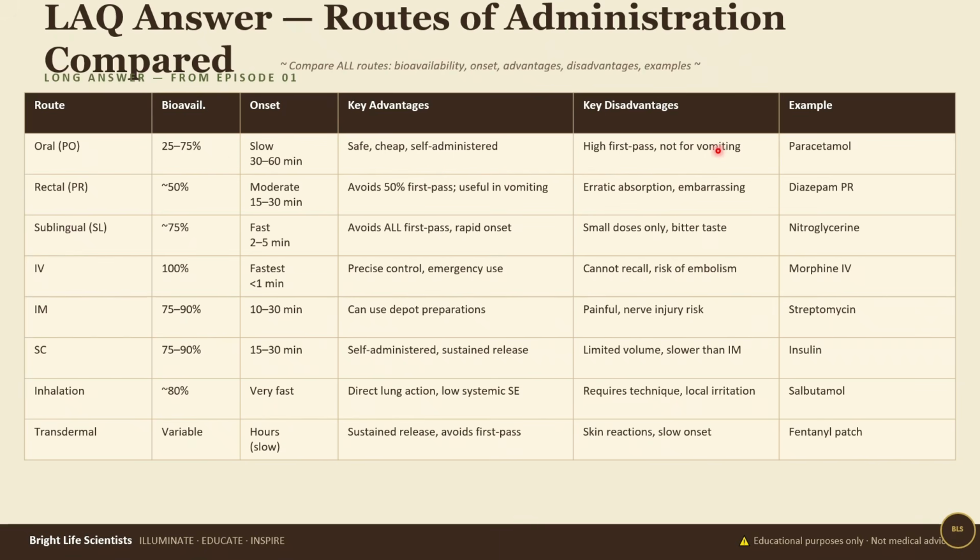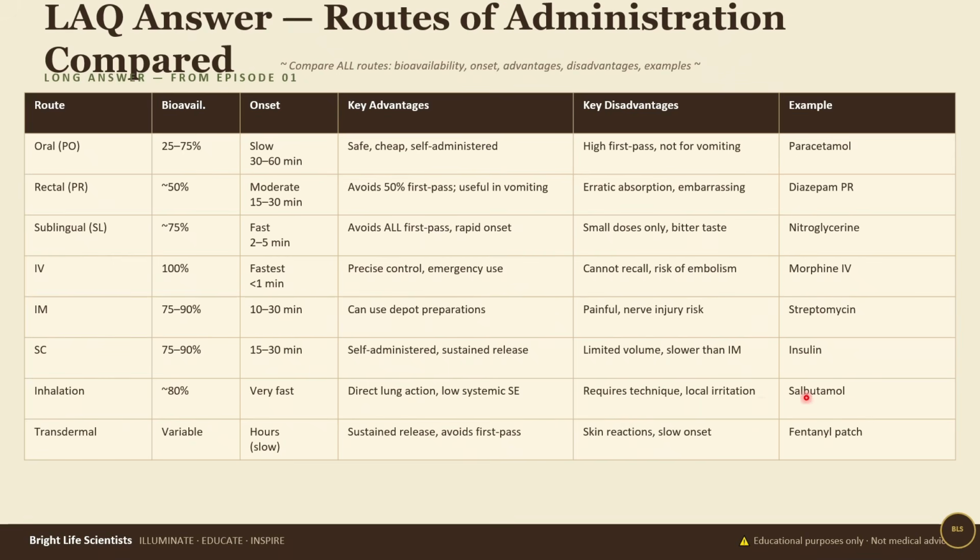Then rectal avoids about 50% of first-pass metabolism. It has moderate onset, but absorption is erratic. Transdermal offers sustained release and avoids first-pass metabolism, but onset is measured in hours, not minutes. Think of fentanyl patch for chronic pain. Then inhalation gives fast onset and direct lung action with minimal systemic side effects, but technique matters. Think about salbutamol in this case.